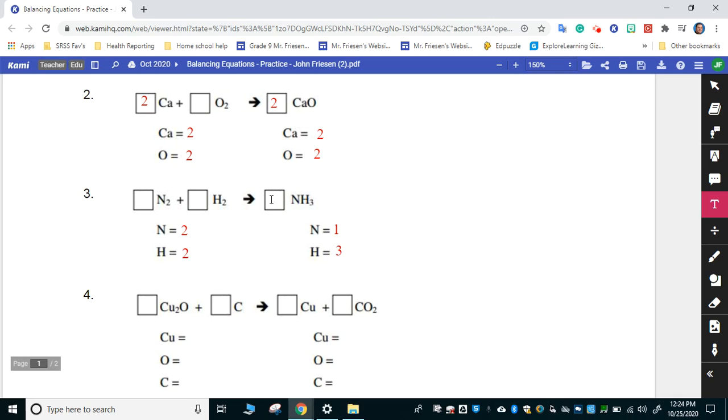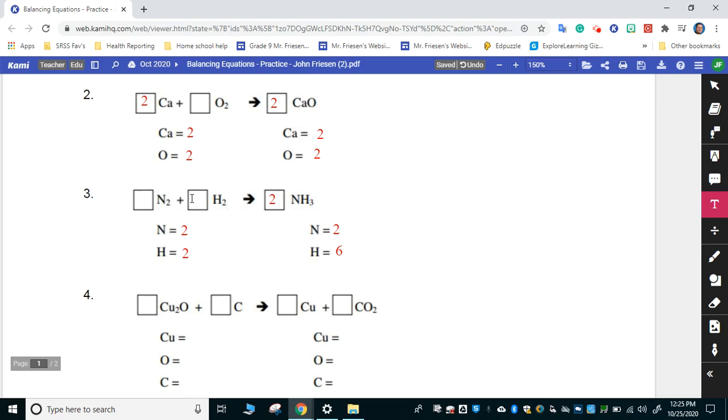So what number would we put here? We could put number 2, right? Because if we put 2, we have 2 times 1. 2 times 1 is 2. Okay, and then 2 times 3 is 6. Okay, so now we have our nitrogen balanced. Okay, so how do we make this H into a 6?